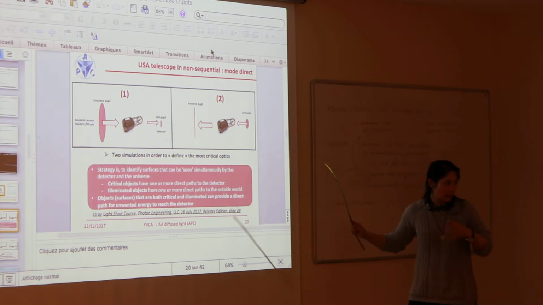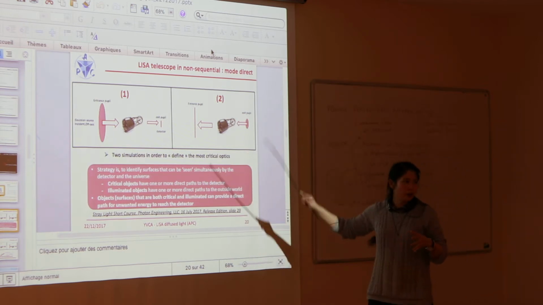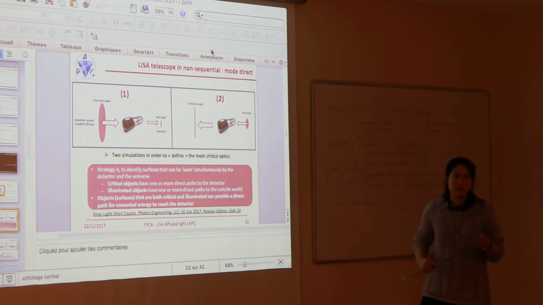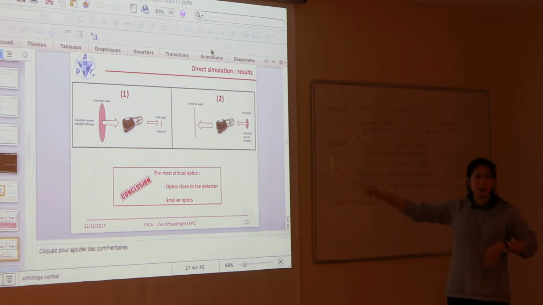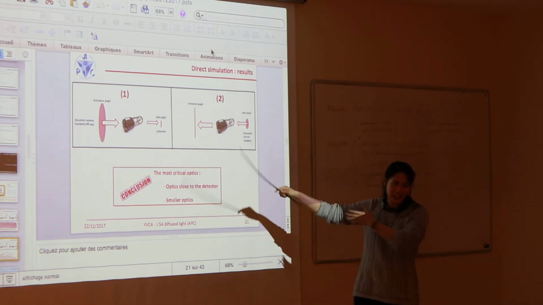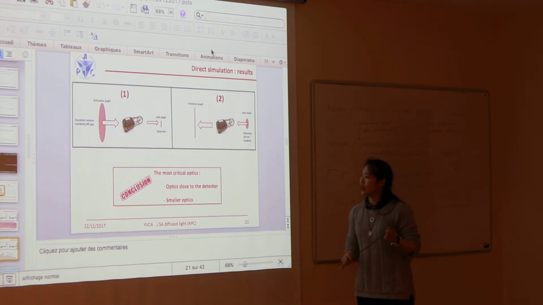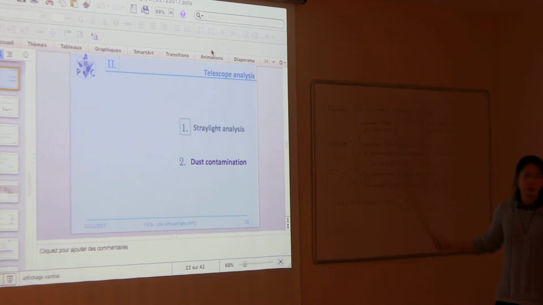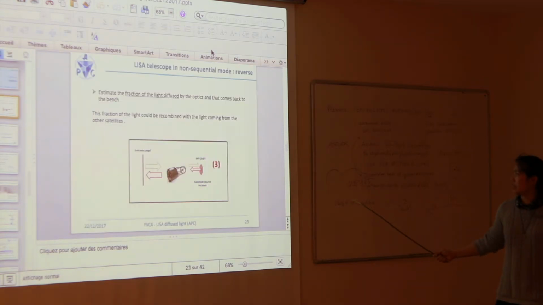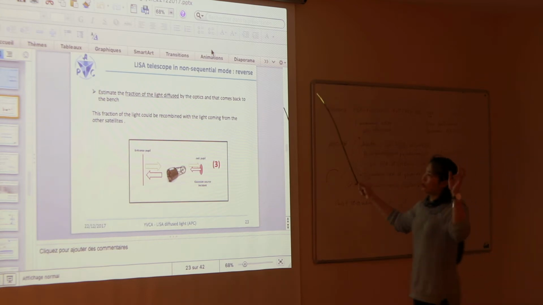But when you have a complex system with baffles, tubes, vanes, it's more complicated than that. So after doing the simulation and looking at the numbers I cannot show you, the most critical optics are the optics close to the detector and the smaller optics. This is the conclusion of our first study. And here, this is the telescope analysis. Thales Alenia Space fixed the design of the telescope, and then we analyzed their design. So this is the reverse mode.